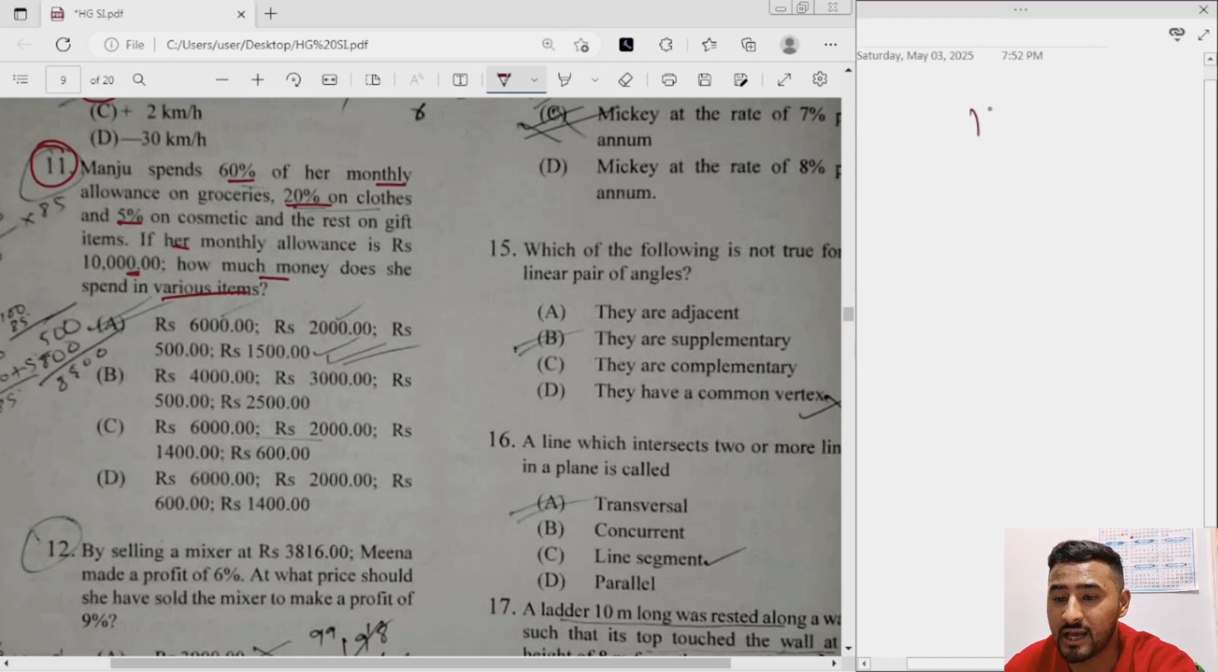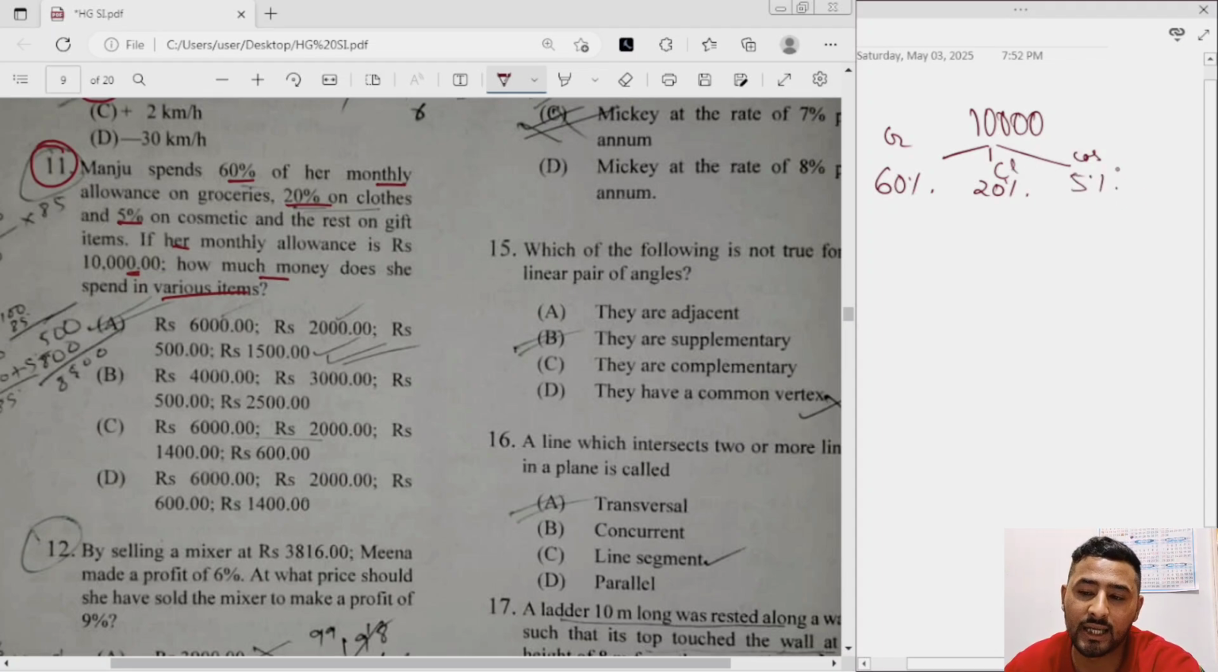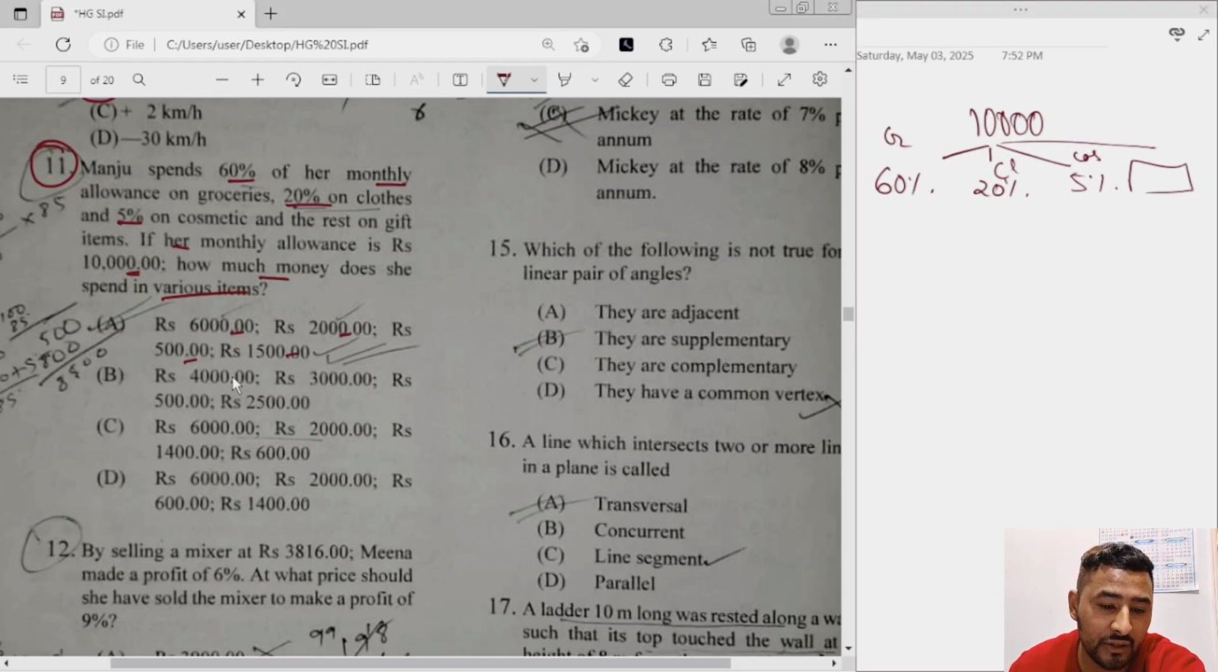Say she has 10,000 rupees, and out of that she spends 60% on groceries, 20% on clothes, and 5% on cosmetics. The remaining she will spend on something we don't know, which we have to find. The options given are 6,000, 2,000, 500, 1,500, and 4,000. So we need to find how much.